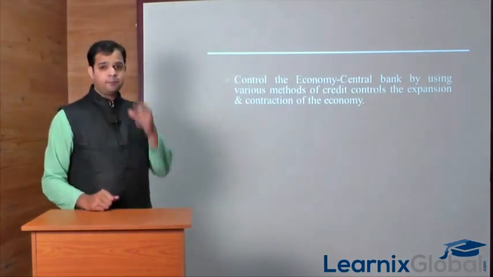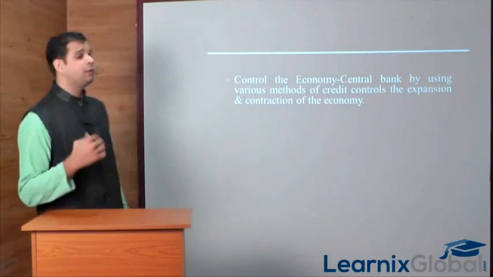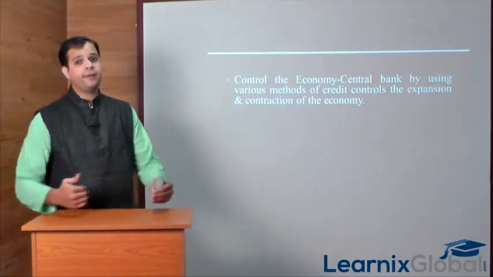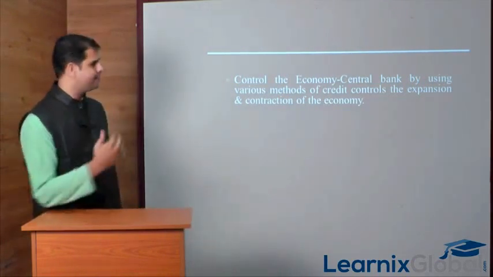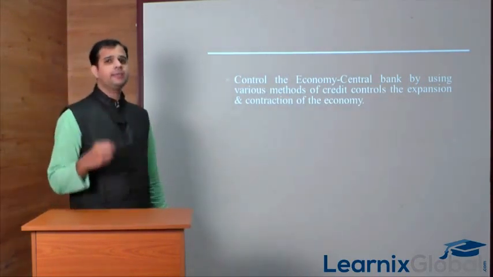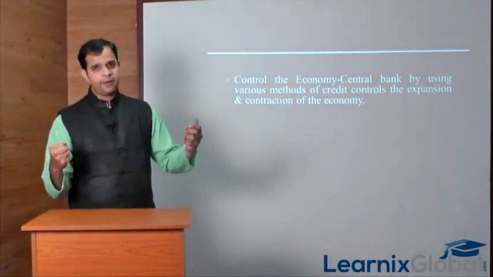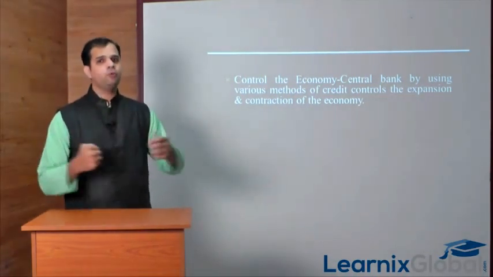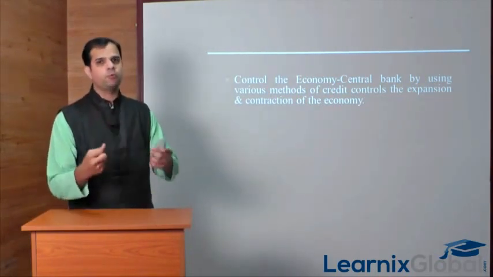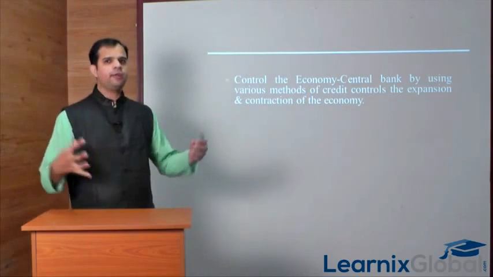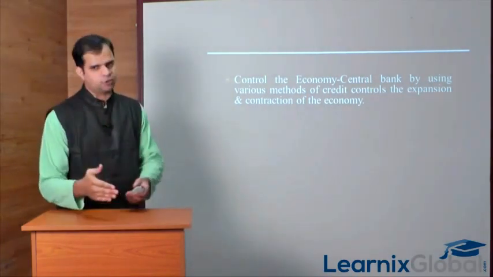Point number 3, control the economy. So what does the central bank do? They have certain credit control mechanisms. We will deal with that in subsequent sessions today itself. Those are the mechanisms by which they ensure that the market is either expanded or contracted. When you expand, you need more and more money, or a more active market. When you contract, when things are not going in the right direction, you ensure some restrictions.